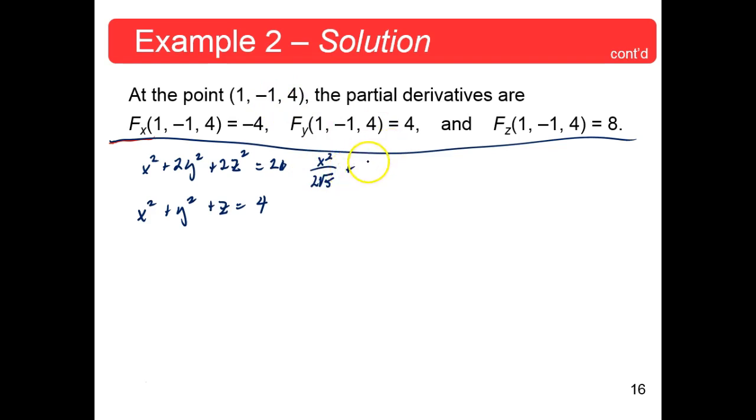Plus y squared over square root of 10. I'm sorry? Can't we just subtract 20 to make it equal to 0? Not to equal 0, I want it equal to 1. Oh, sorry. Yeah, that's sort of the standard form for it. Okay. Plus z squared over root 10, and that would equal 1.